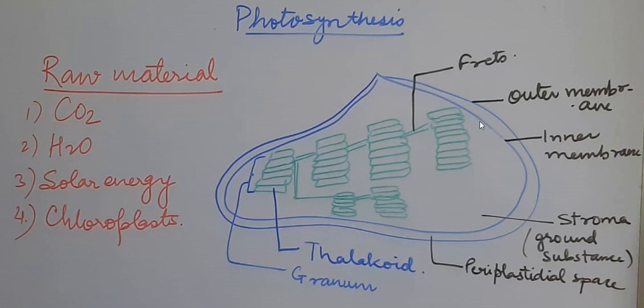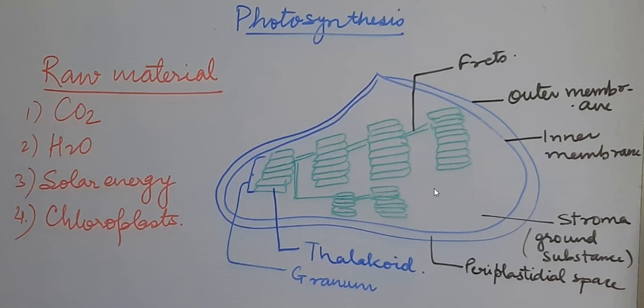This is the outer membrane, inner membrane, and in between is the space called the periplastidial space, which is filled with ground substance called stroma or matrix. And there are certain ribosomes also present in it. There are somewhere around 5 lakh chloroplasts per square millimeter of leaf, and that is why they are able to prepare food. And there are 9 types of chlorophyll, and out of those 9 types, chlorophyll A and B are the most abundant.